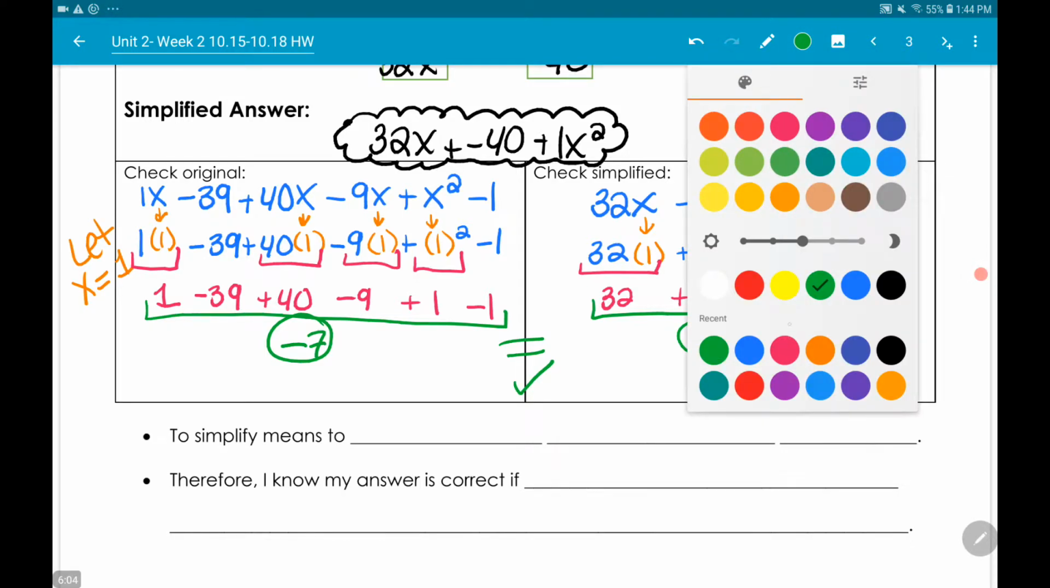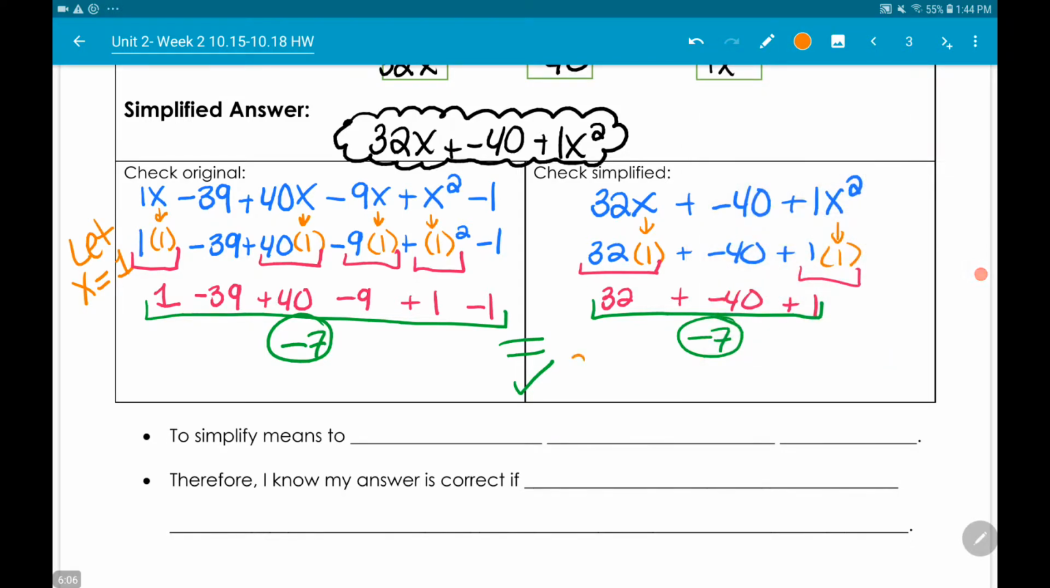So, since they are equivalent, my answer is correct.